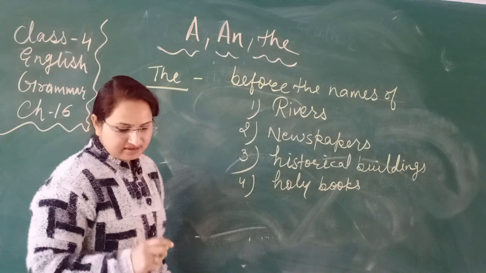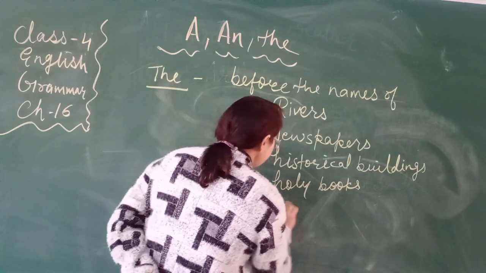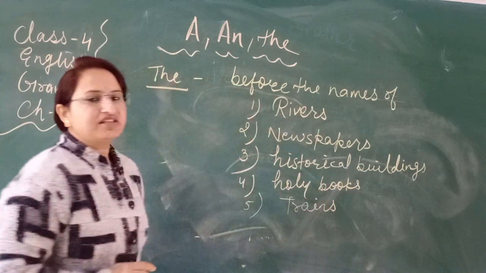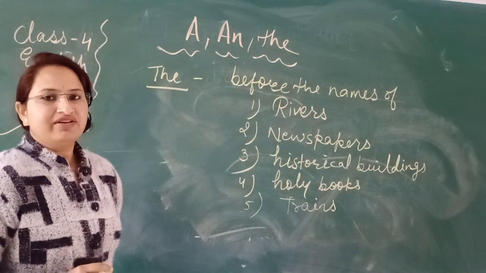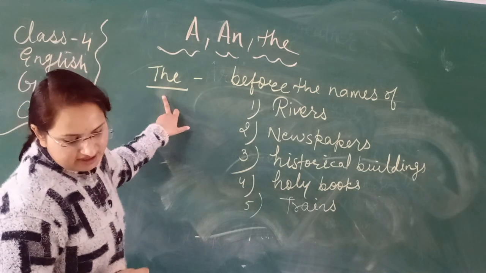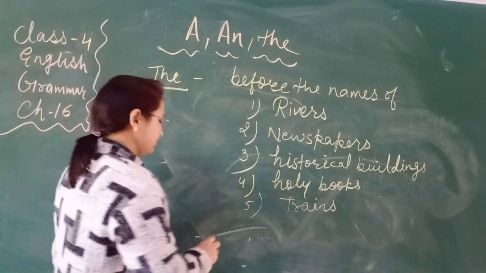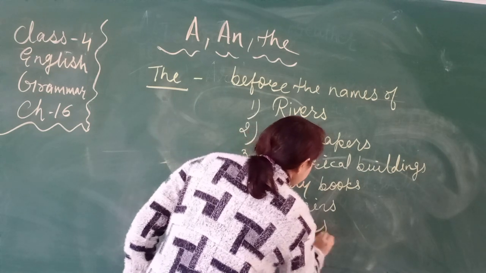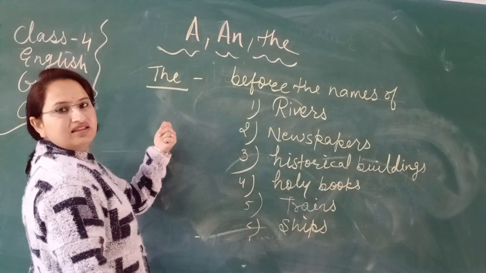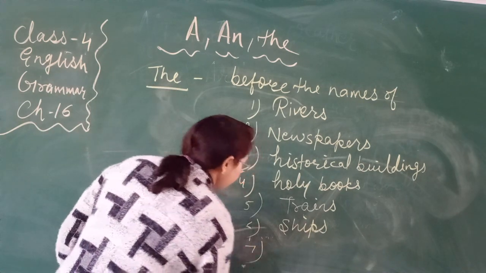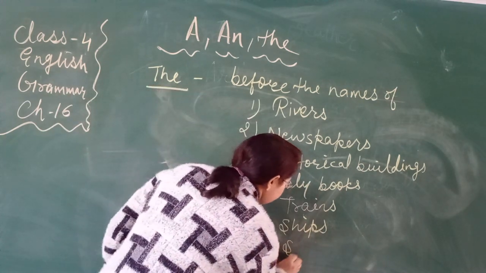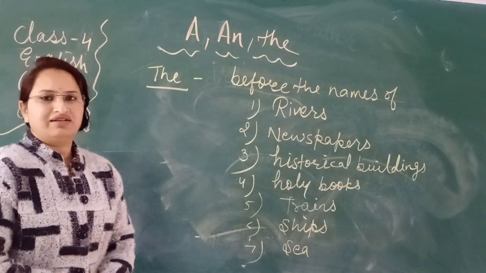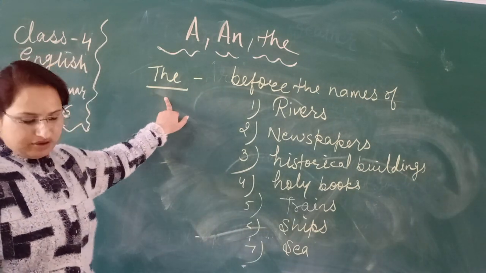नेक्स्ट इज ट्रेन्स, before the names of trains, the शताब्दी एक्सप्रेस. ट्रेन के नेम के पहले भी आर्टिकल द यूज होगा. Before the names of ships, आर्टिकल द यूज होगा. Before the names of seas, the Arabian Sea, आर्टिकल द का यूज होगा.